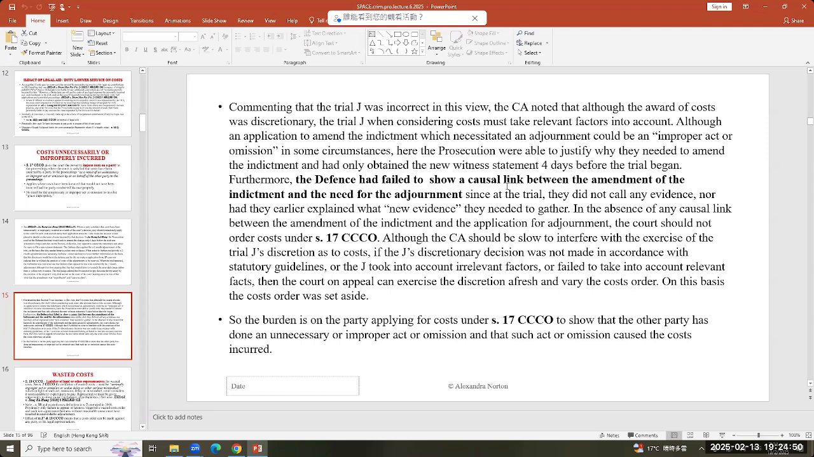So if you are applying for costs against the other party under the Section 17 provision, you are basically arguing that they've done something unnecessary or improper. And as a result of that, you have incurred costs. So the burden of proof is on you because you're the one making the application for them to pay these unnecessary costs. But there has to be a causal link between the costs that you say you've incurred and their improper or unnecessary action.